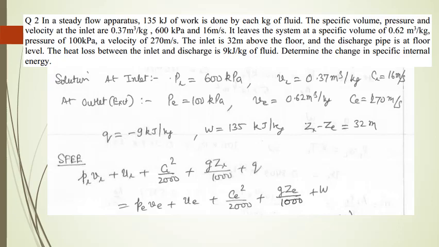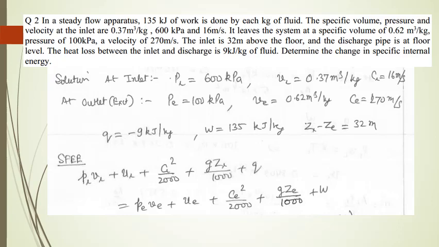Heat loss is equal to 9 kilojoule per kg, that is why it is indicated with negative sign. Now work is 135 kilojoule per kg and the difference in height or elevation is 32 meter. So Zi minus Ze is equal to 32 meter.